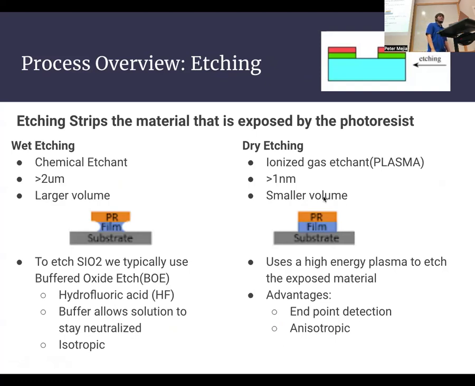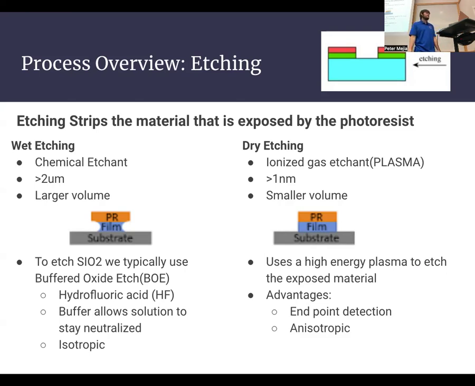Okay, good. So now we can get a little bit into etching. Etching will strip the material that is exposed by the photoresist. So again, there's wet versus dry. We have wet etching, which is what we're going to do in the lab. I guess we could do both actually, because we have the plasma etcher. We're mostly using that just to clean. Yeah, it's mostly for cleaning.